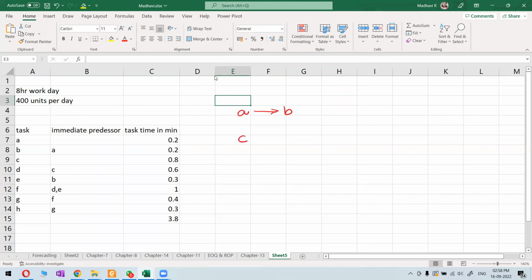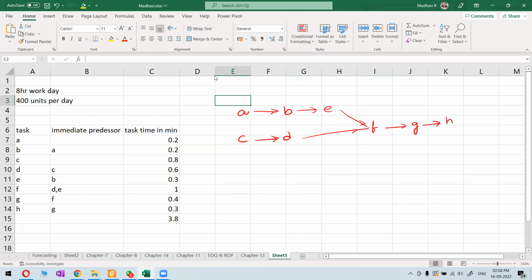And there is another independent task, C. And there is a task which is dependent on C, which is D. And E is dependent on B. And F depends upon D and E. G depends upon F and H depends upon G.